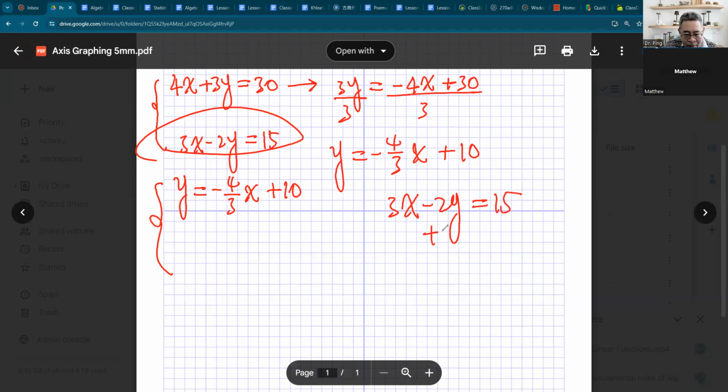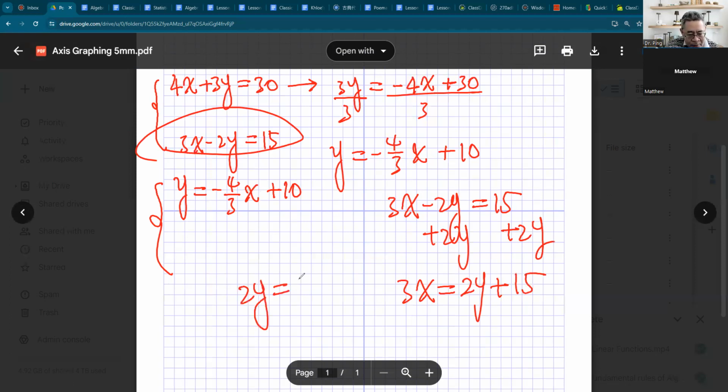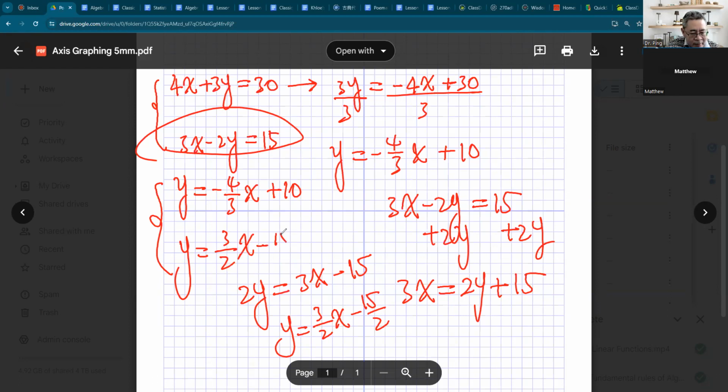And this one, 3x minus 2y equals 15. Then if I add 2y on both sides, I got 3x equals 2y plus 15, which is the same as 2y equals 3x minus 15, right? And divide by 2, so y is 3 over 2x minus 15 over 2. So we got y equals 3 over 2x minus 15 over 2. Good?